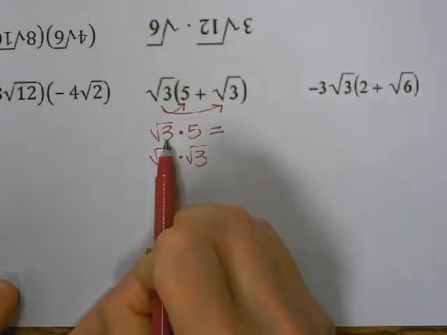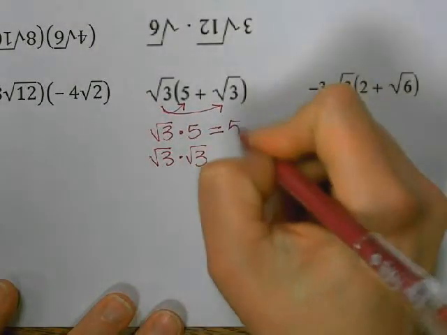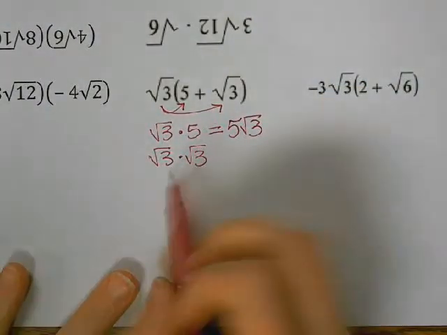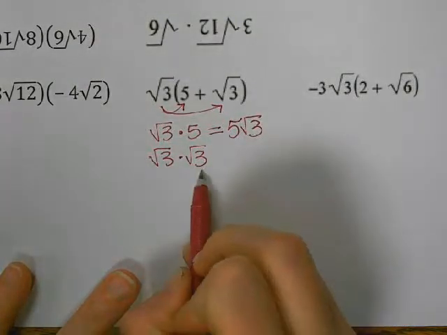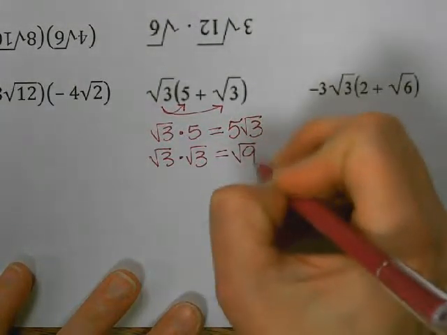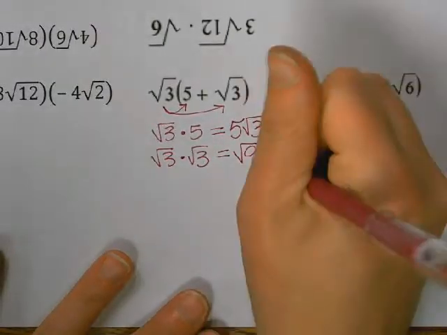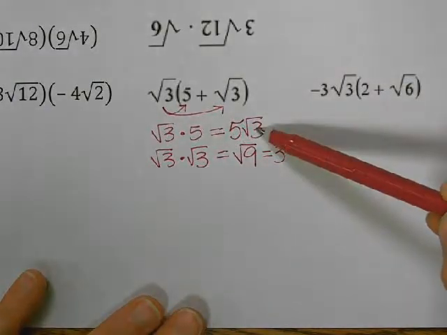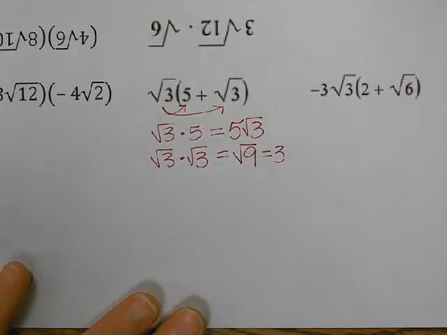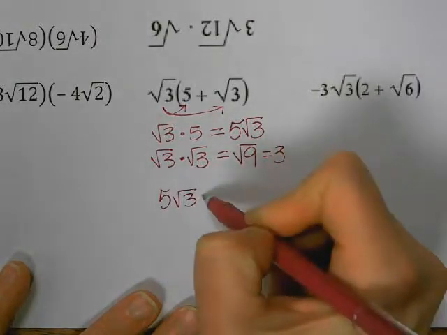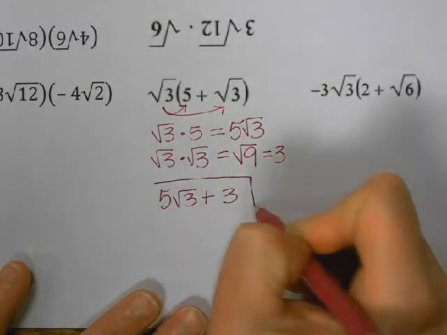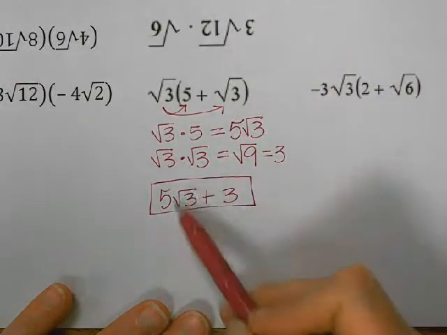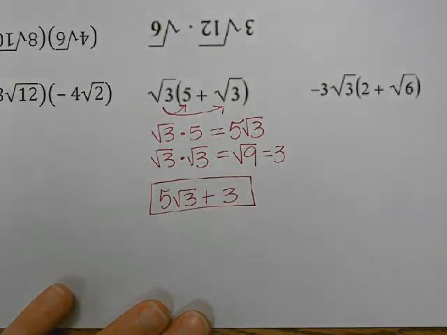So the 3 is underneath, the 5 is on the outside, so this one was actually just a simple problem where you just put the 5 outside and the 3 underneath. But here we've got 3 underneath and 3 underneath again, so this is going to be the square root of 9. Well, the square root of 9 is actually just 3. So now we have positive 5 square root of 3 and positive 3. So my answer is 5 square root of 3 plus 3. Now, I cannot combine these because they're not like terms. Remember, they have to have the same radical in order to put them together.